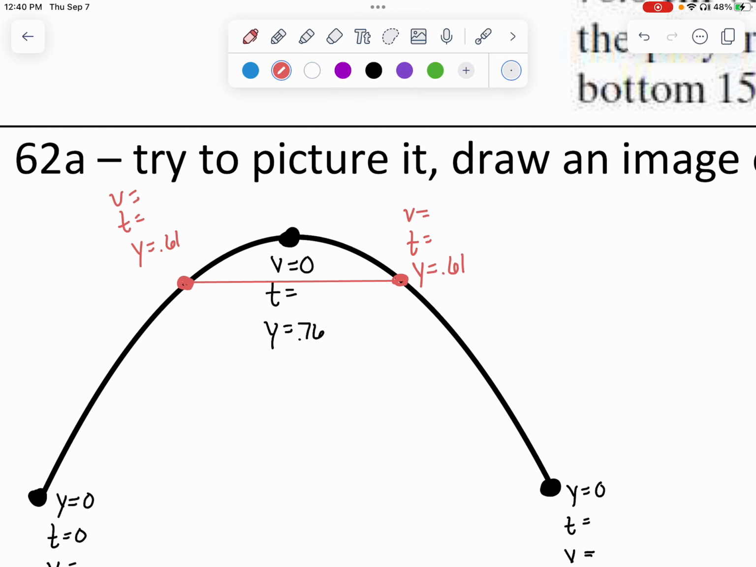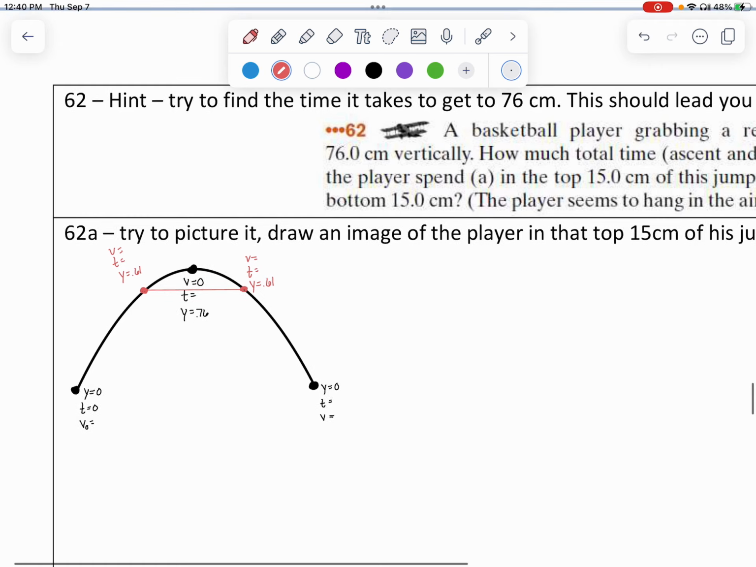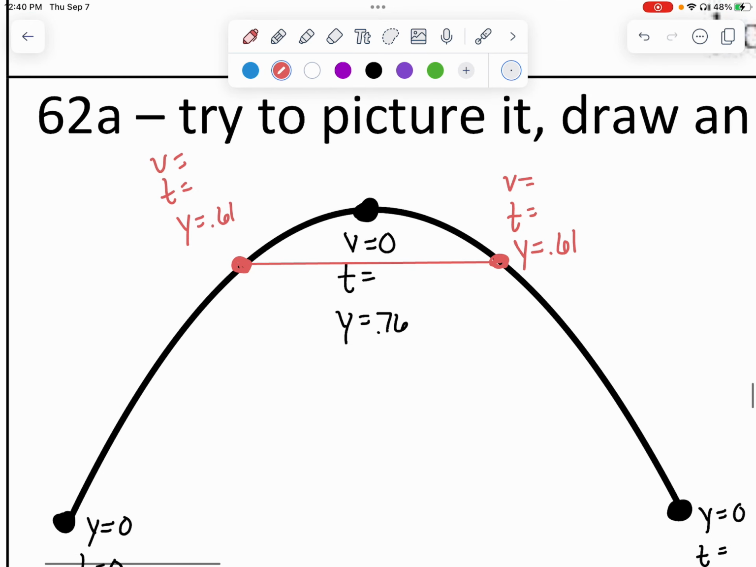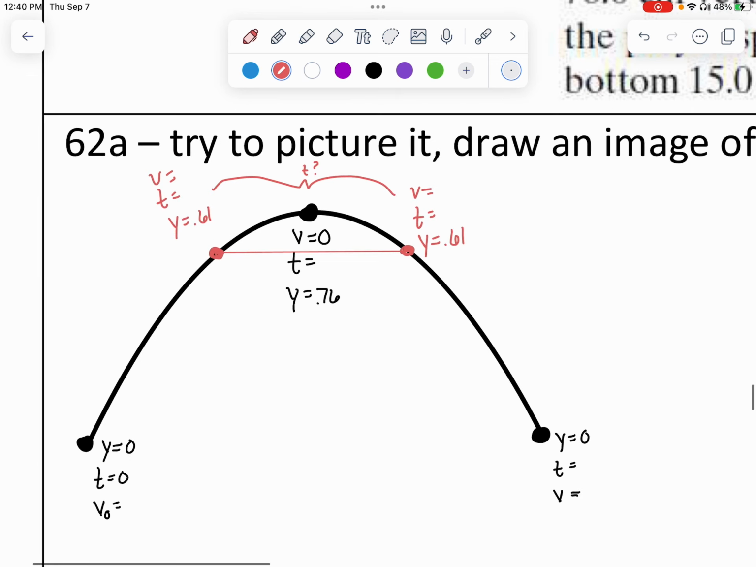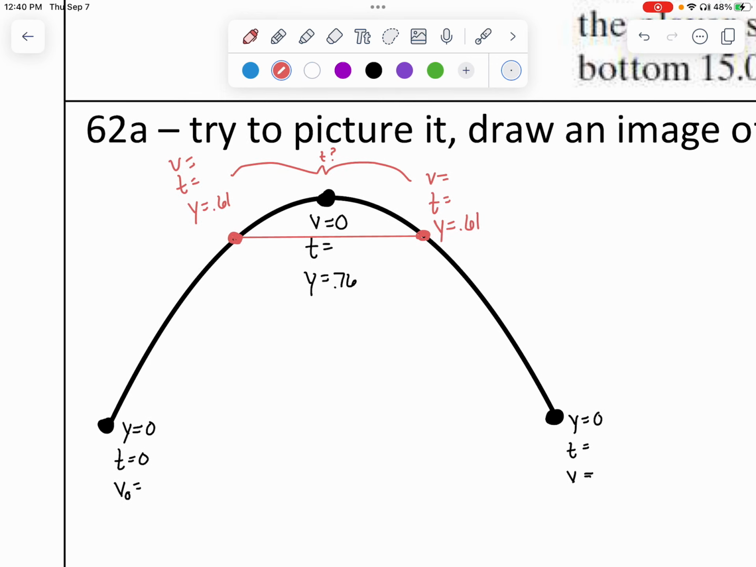Part A is in the top 15 centimeters. So how long is this time to this time? What is the overarching time? There are a couple things to do, but what I know the most about is this middle area. I don't know the time. I could get it if I wanted to, but I do at least know the velocity up there, which, thinking back to my equations, tells me I could probably find the initial velocity here.